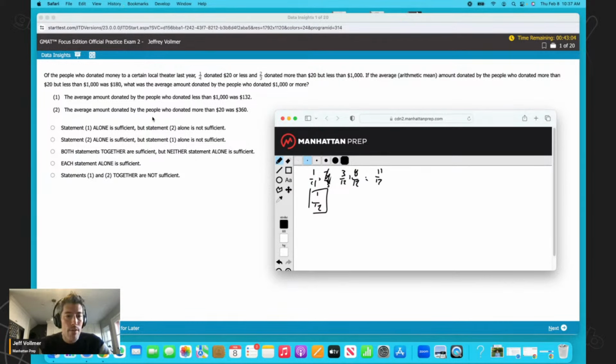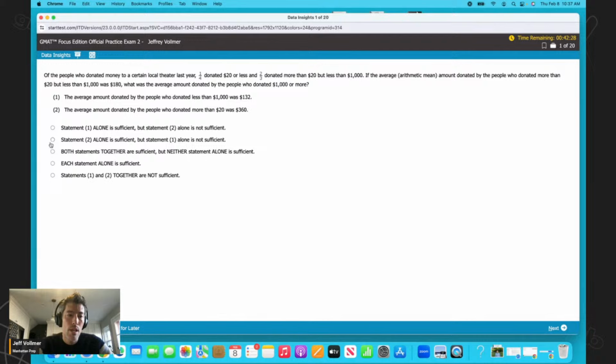The average amount donated by the people who donated more than $20. So that is going to be this 2/3, and the missing 1/12, this is already looking sufficient, is 360. So I already know that this is 180, right? The middle people have donated 180. The missing 1/12, then take those two components, the 8/12 and the 1/12, the weighted average is 360. So I should be able to figure out precisely where this average is. So I'm going to say statement 2 is sufficient and move on.